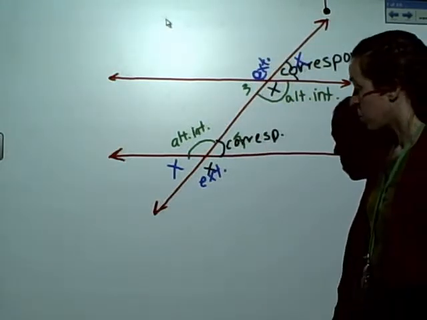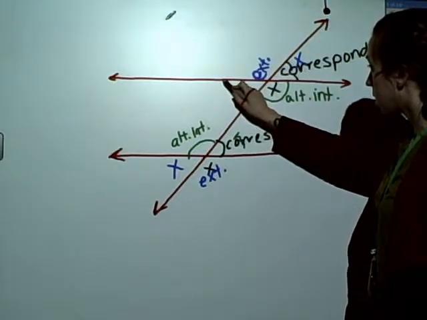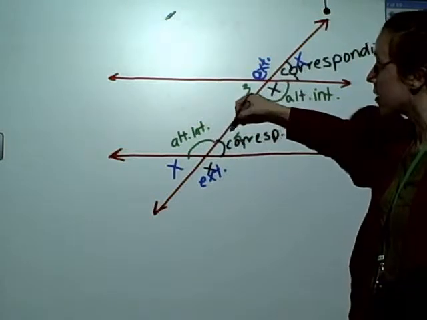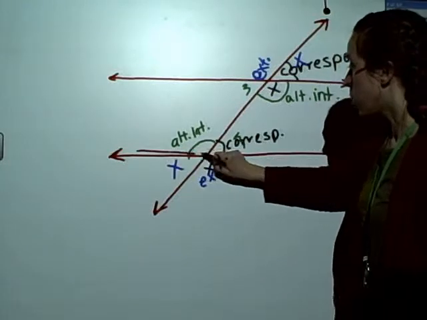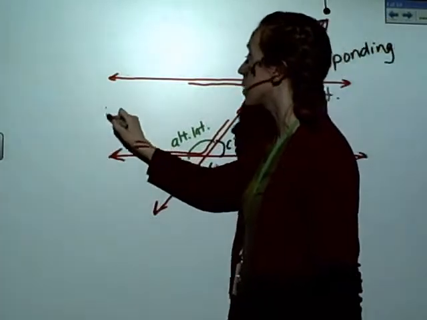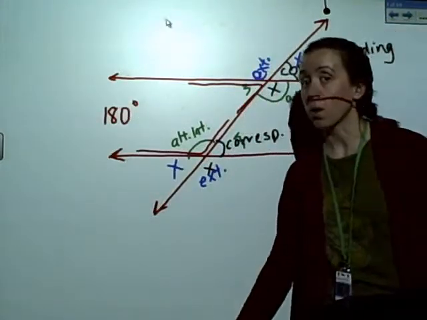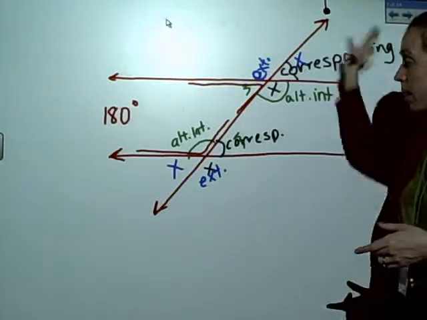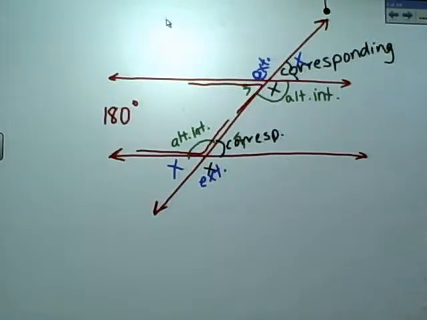Then we talked about the consecutive angles right here. If they're consecutive, they're on the same side of that transversal and they're right next to each other. So this one and this one are consecutive, and when you add them together you should get 180 degrees. Those theorems and postulates should be in your foldable. This summarizes what they are, and we're going to continue with some proofs and examples.